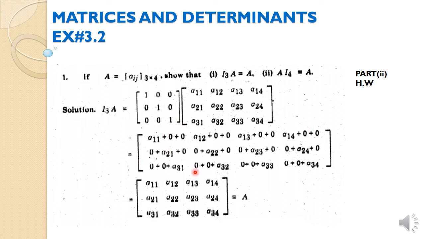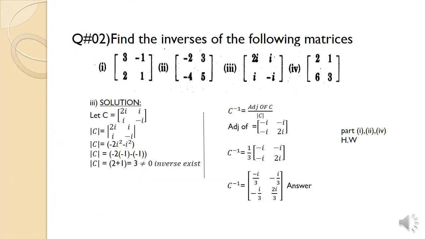Now similarly, students, you can multiply the second row and third row, and after adding these terms you will get A11, A12, A13, A14, and similarly A21, A22, A23, A24, and in the last row A31, A32, A33, A34. This matrix equals the matrix A. So students, similarly you can solve part 2. If you face any query, then you can ask me on my WhatsApp number or private number.